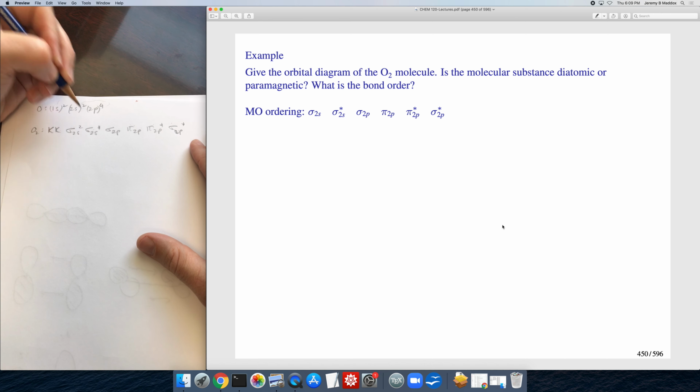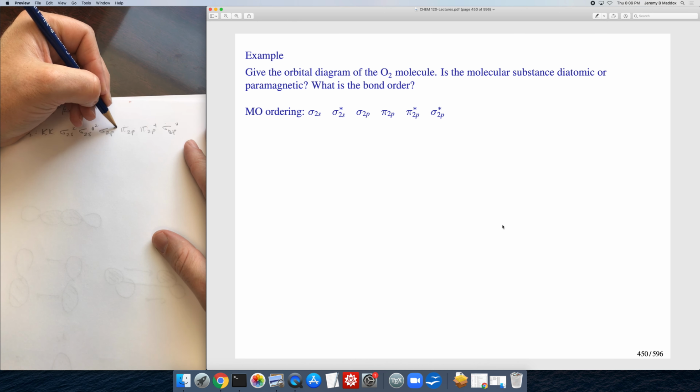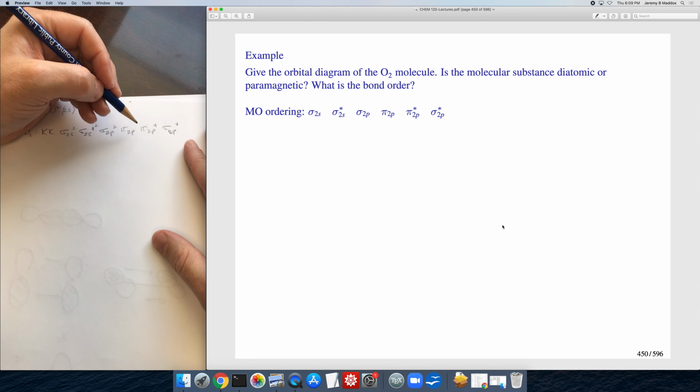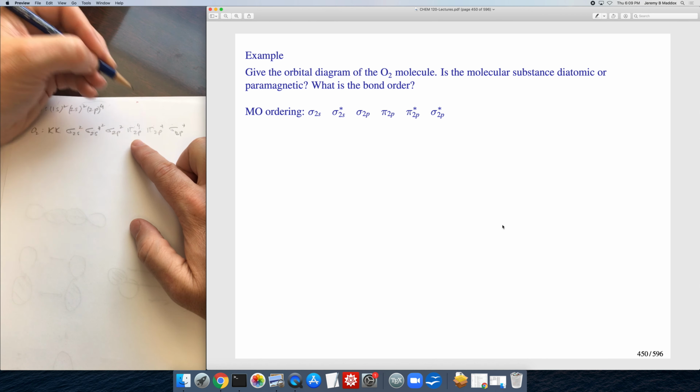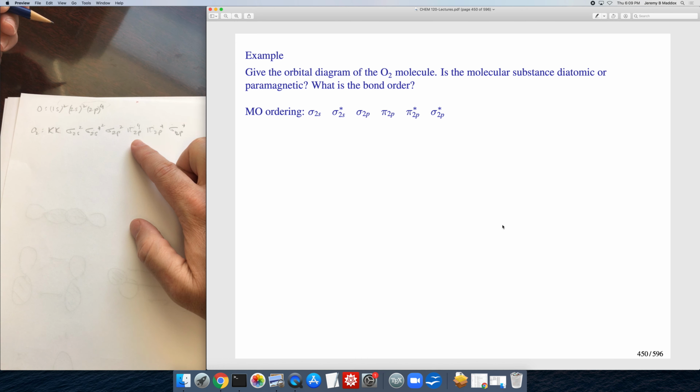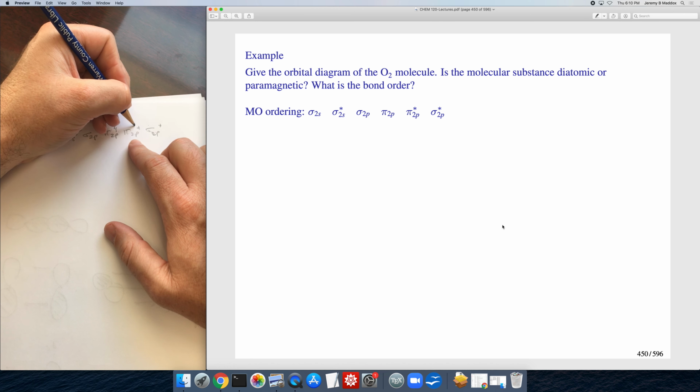So 2, 4, 6. Now we can add 4 to here. We were at 6, we add 4 more, now we're at 10. We've got 2 more that can go in. Those would go here.